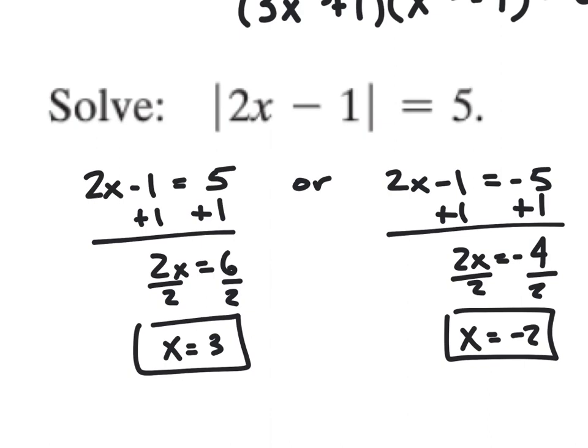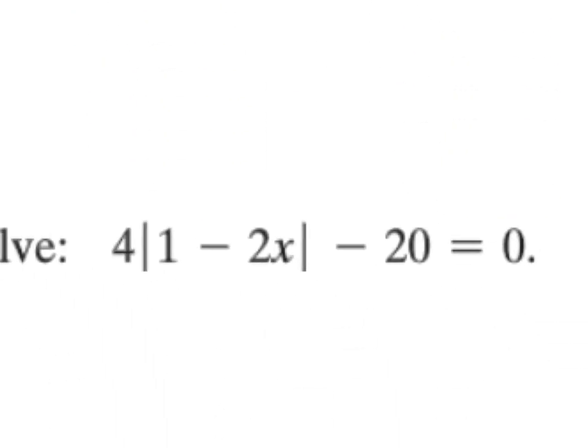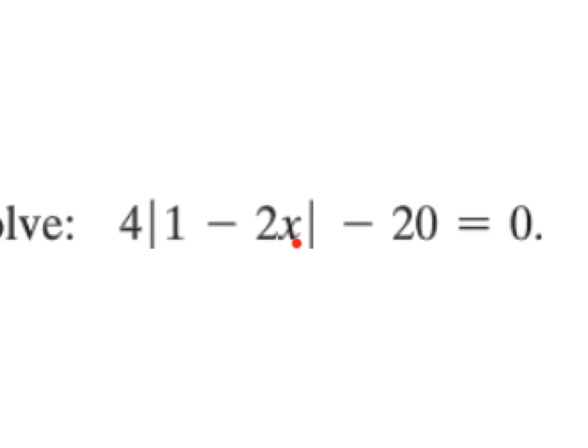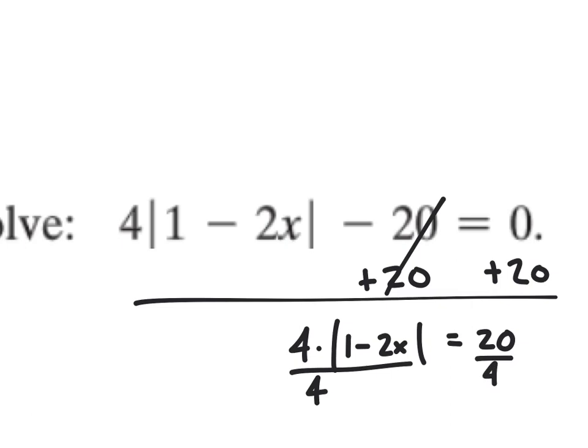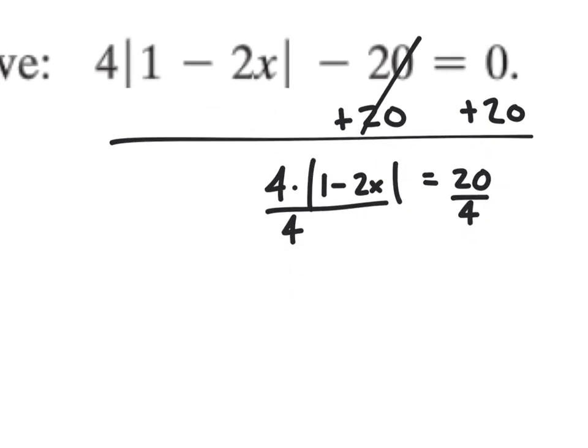Same thing down over here. Now, on this one, I don't have an isolated absolute value. That's something I need to do. First things first, I'm going to add the 20 to both sides. So that's going to cancel out. I get 4 times the absolute value of 1 minus 2x, and that's going to equal positive 20. I'm going to divide both sides by 4 and by 4. So then I get that the absolute value of 1 minus 2x is equal to 5.